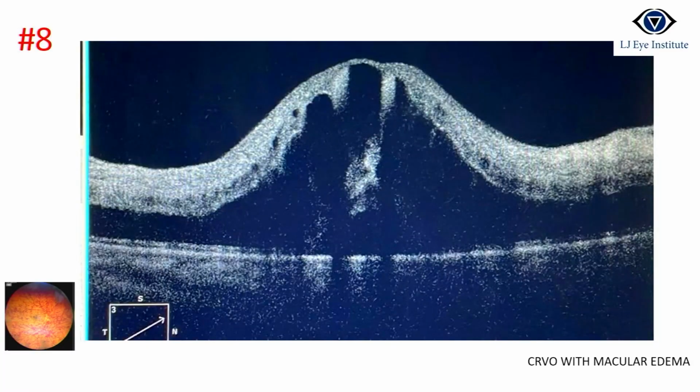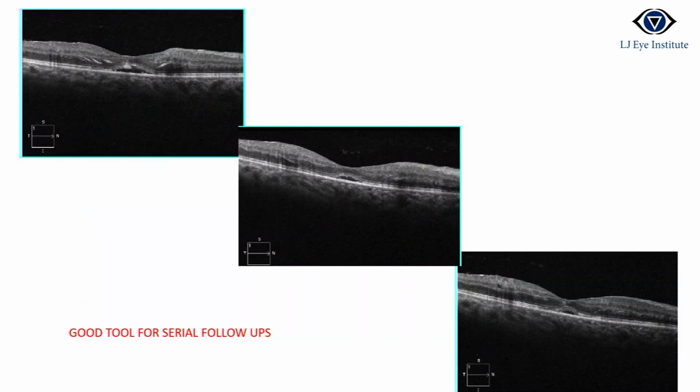Now coming to vascular occlusions, this is a very simple case of CRVO, typical cystoid macular edema. This patient we know is going to improve very well with anti-VEGF, but along with this, other systemic investigations are also very important. We just can't keep treating the eye. But this serial OCT serves as a good tool for serial follow-up.